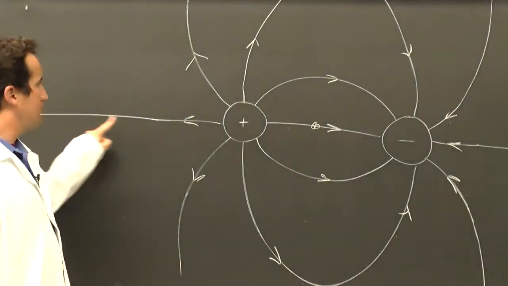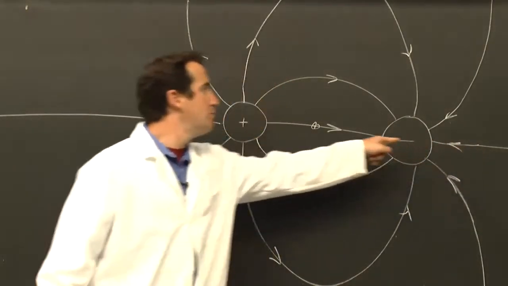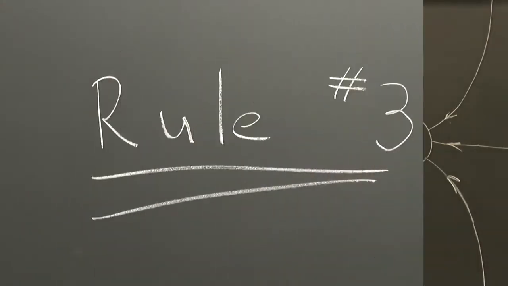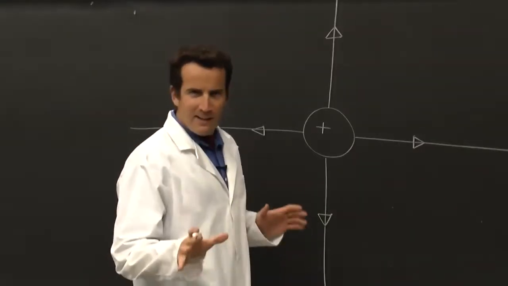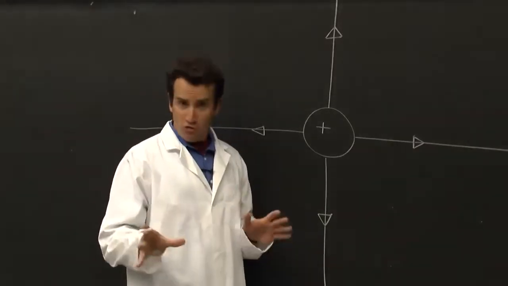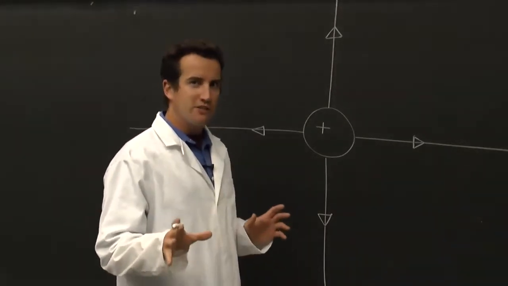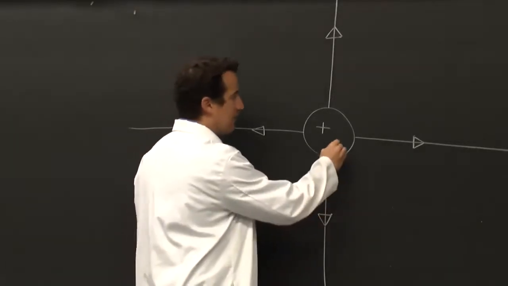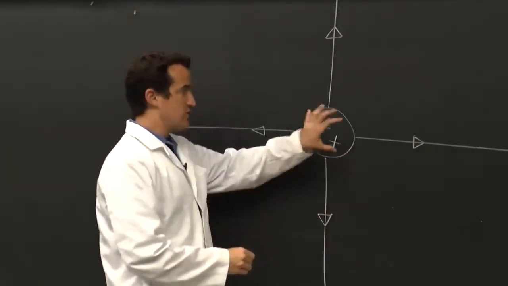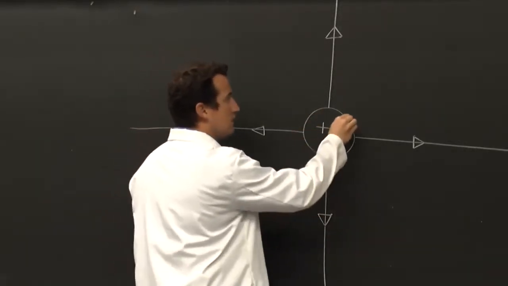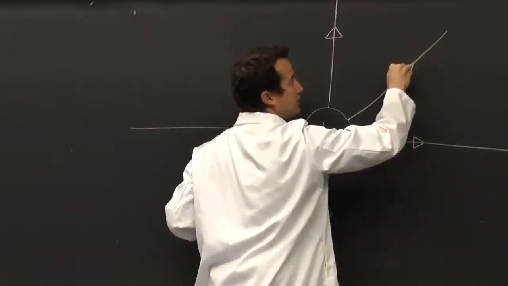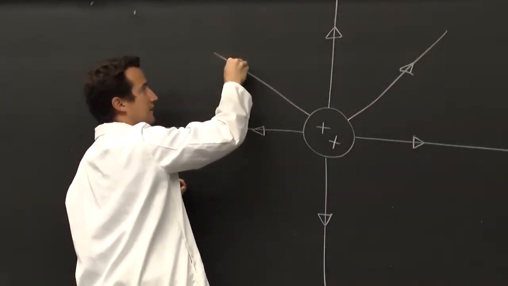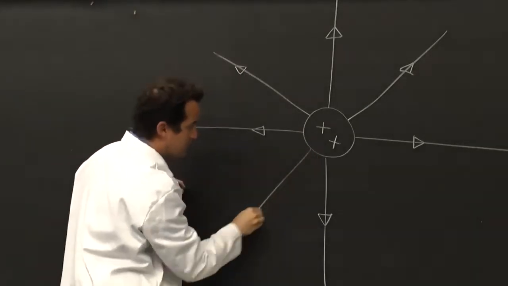These other far-off lines will just keep on going to oblivion. Rule number 3. Line density is field strength. That is, the closer the lines are together, the stronger the electric field. For example, if I add another positive charge to this glob of charge, it will increase the number of electric field lines, doubling the strength of the electric field.